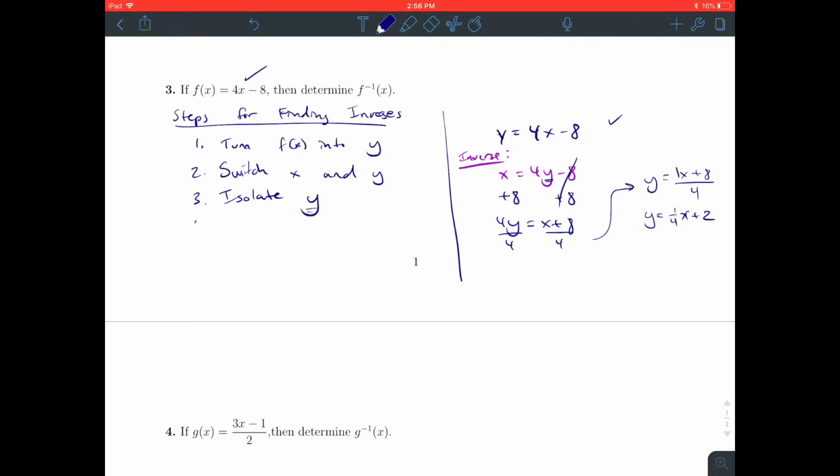And finally, because we made up y, we want to convert back to the variables from the problem. So the problem asks us to find f inverse of x, which means that now that we've isolated y, change y to f inverse of x. So y is f inverse of x equals 1 over 4x plus 2.